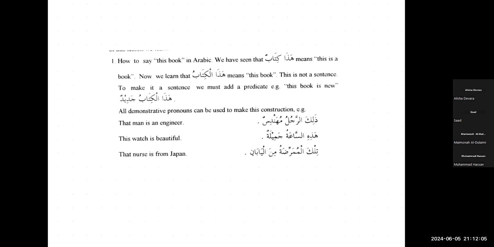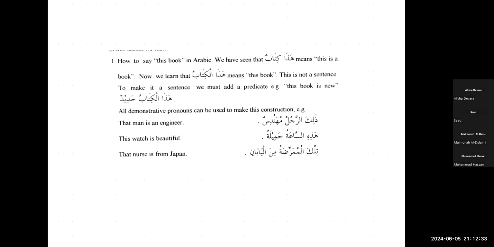So we're going to look at this sentence over here. We have هذا كتاب, and that means this is a book. And now we're going to learn that هذا الكتاب means this book or this is the book, okay? This is not a sentence. To make it a sentence, we need to add something after that. We have to add an adjective, or a pronoun or something.